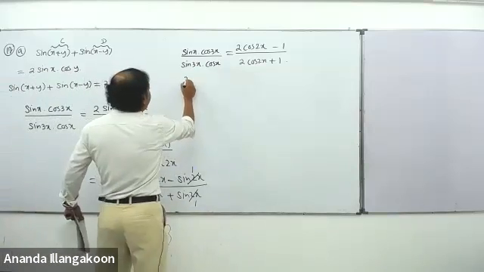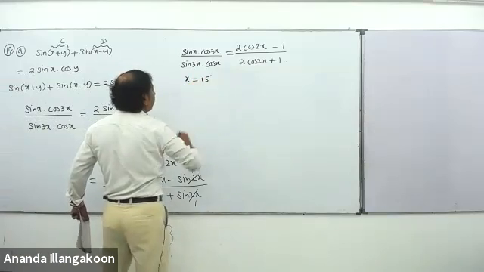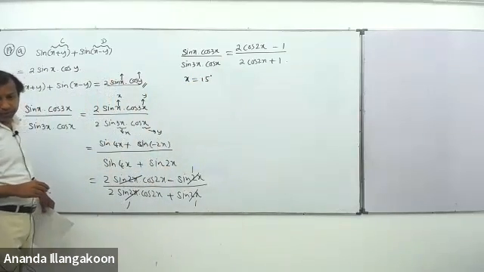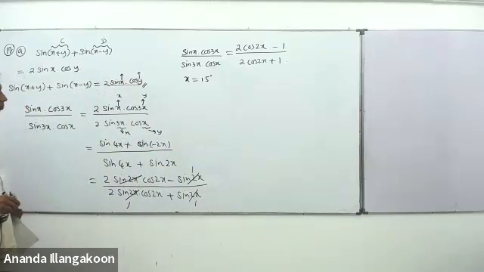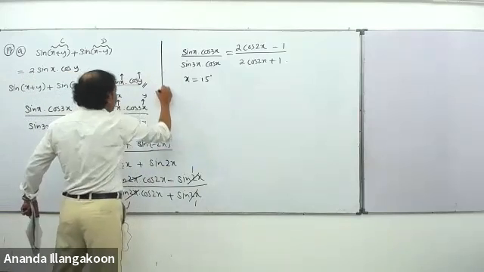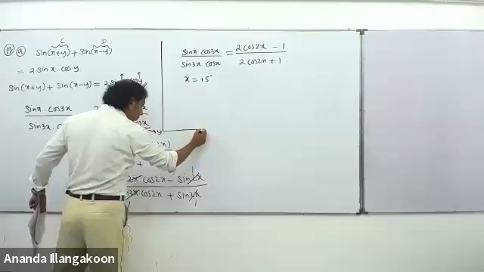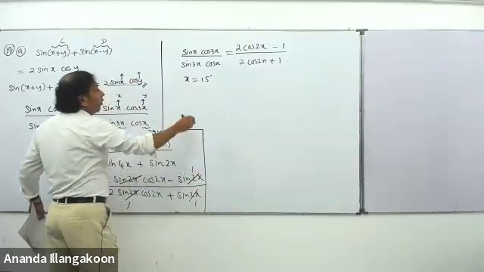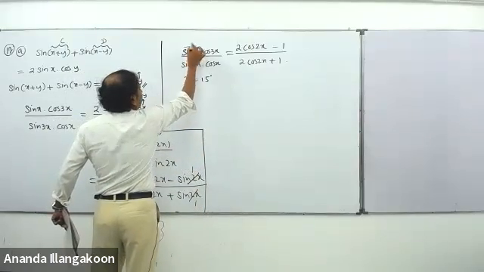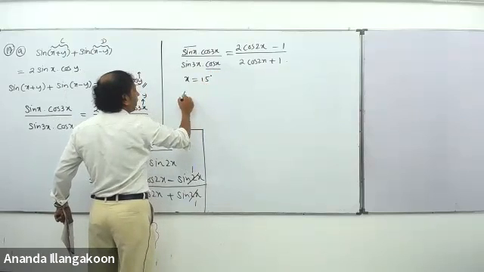Put x equals 15 degrees in the left and right both. Then what do you get? Here sin 15 divided by cos 15. It is tan 15.